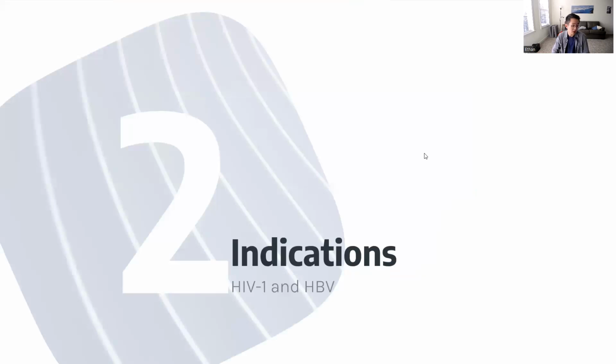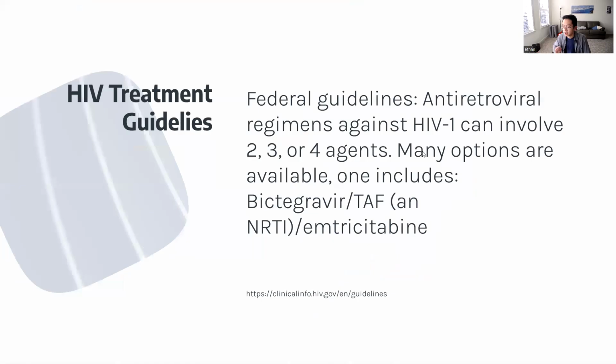Indications: HIV and HBV. The HIV treatment guidelines, under federal guidelines, state that you very commonly have some kind of NRTI in an antiretroviral regimen. Usually they involve 2, 3, or 4 agents, and one example includes bictegravir with TAF, which is an NRTI, just a reminder, as well as emtricitabine. So again, NRTIs are very critical parts of these HIV treatment regimens.